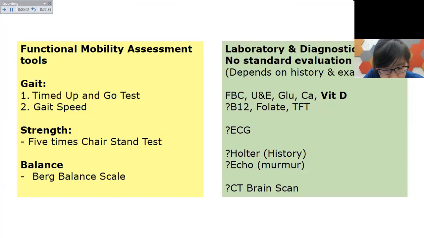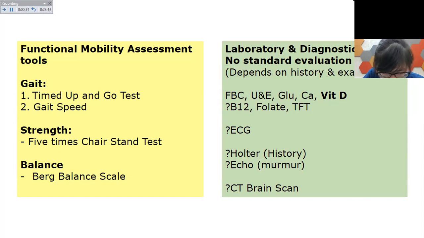So we want to assess the gait, the strength, and the balance when we talk about falls. With gait, we want to look at the Timed Up and Go test. It's a quantitative test which is timed, and the subject is supposed to rise from a chair, walk 3 meters, turn around, walk back and sit down. With that, we could assess also whether walking aids are required. And usually, if the individual takes more than 14 seconds, it actually indicates impaired balance.